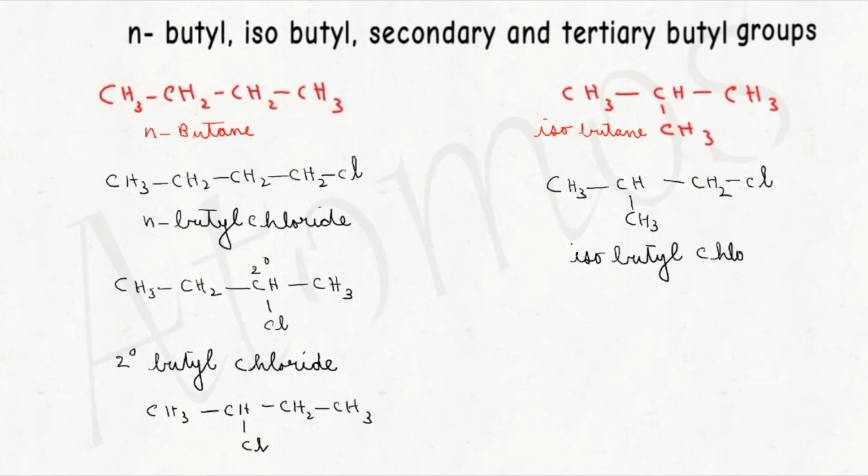Okay, this will be the name of the compound. Now, what's the other possibility? Chlorine can be attached to any other carbon atom other than the N carbon atom. So, what might be the possibility? We can replace this hydrogen.